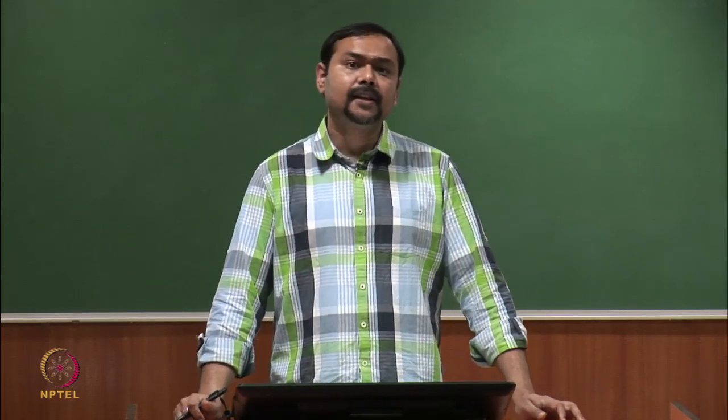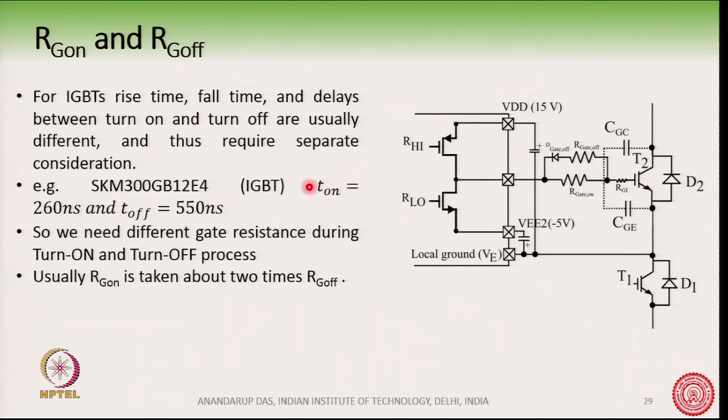Another thing to be kept in mind: if you see the data sheet of these power devices, you will see that the turn on and turn off times are usually quite different. And so, they will require separate consideration. For example, for this IGBT, T on is 260 nanosecond and T off is 550 nanoseconds, something like that. So, this means that we need different gate resistances during turn on and turn off process.